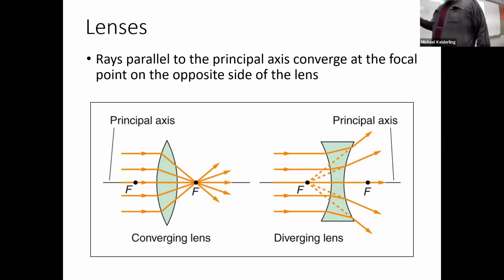So rays parallel to the principal axis, for a converging lens, will converge at the focal point on the opposite side of the lens. And for a diverging lens, they will diverge from the focal point on the opposite side of the lens.